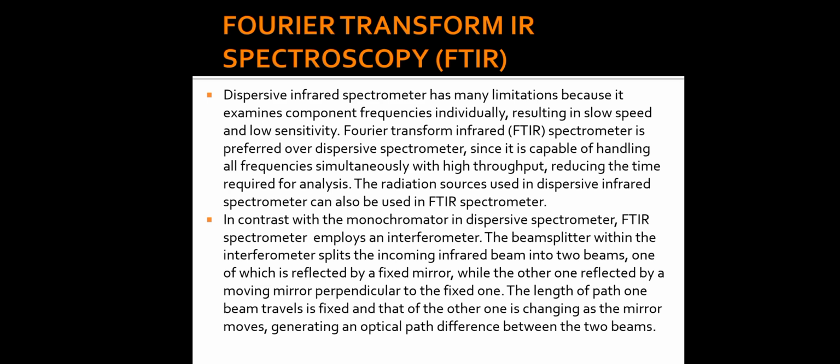The radiation sources used in the dispersive infrared spectrometer can be used in the FTIR spectrometer. But in contrast with the monochromator in a dispersive spectrometer, FTIR spectrometer employs an interferometer. This is the main term used in FTIR: interferometer, instead of monochromator. The beam splitter within the interferometer splits the incoming infrared radiation into two beams, one of which is reflected by a fixed mirror, while the other one is reflected by a moving mirror perpendicular to the fixed one. The length of the path one beam travels is fixed, and that of the other one is changing as the mirror moves, generating an optical path difference between the two beams.